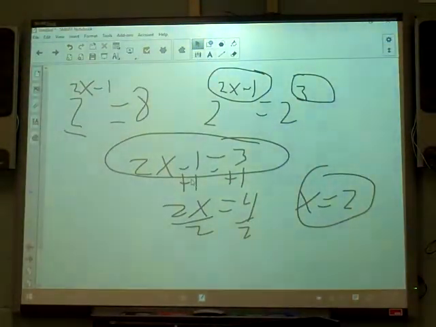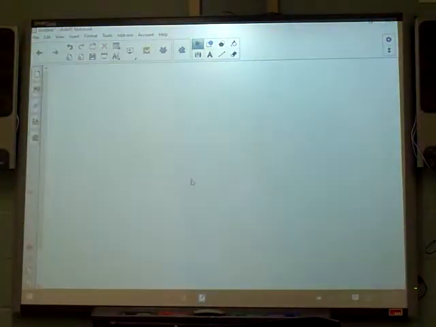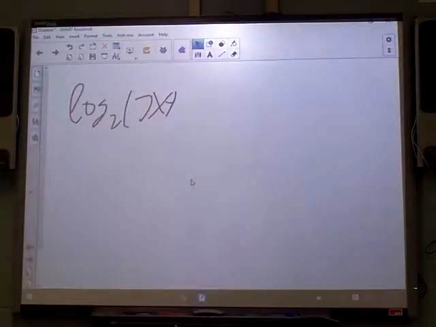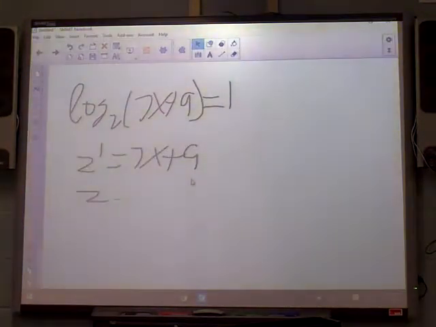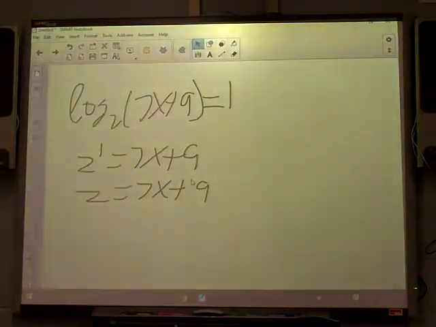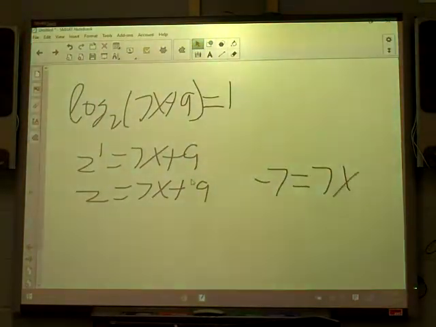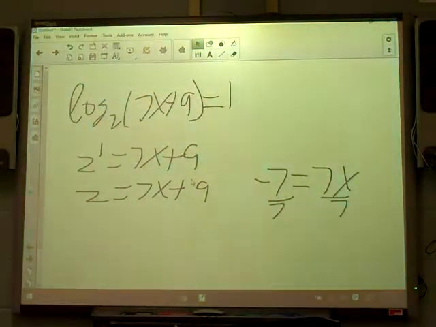Alright, 15. I'm going to rewrite that in exponential form. So I've got log base 2 of 7x plus 9 is equal to 1. So in exponential form, like Stephen said, that would be 2 to the first is equal to 7x plus 9. 2 to the first is just 2. So 2-step middle school equation, subtract your 9. 2 minus 9 is negative 7. And then divide by 7. So x is negative 1.